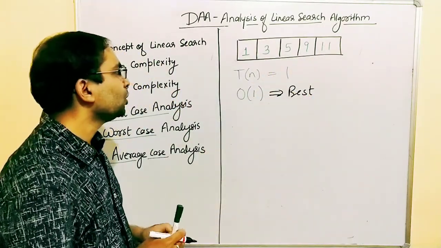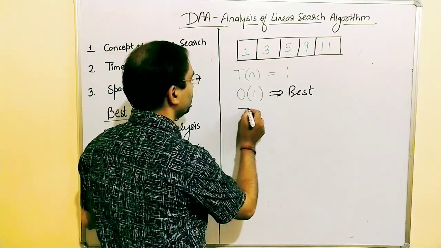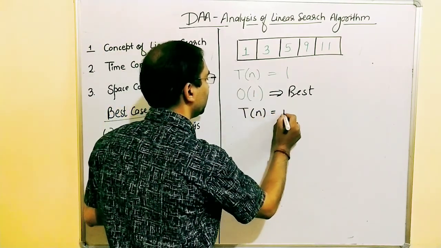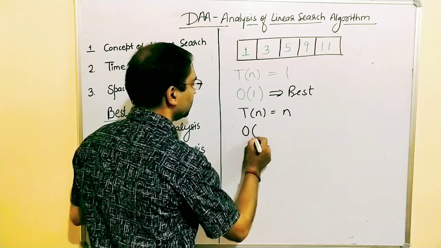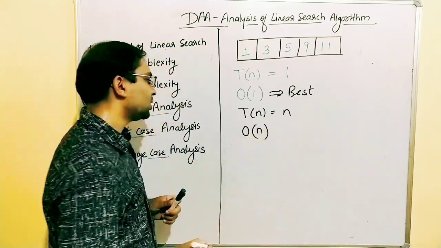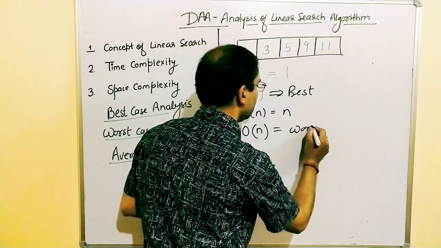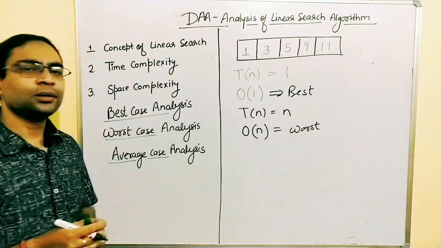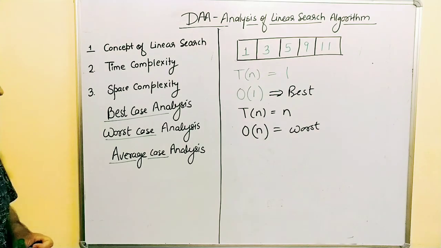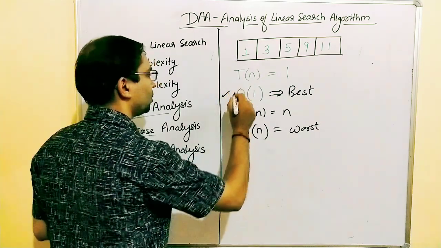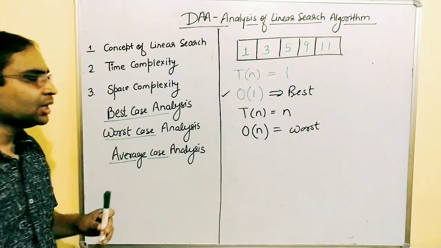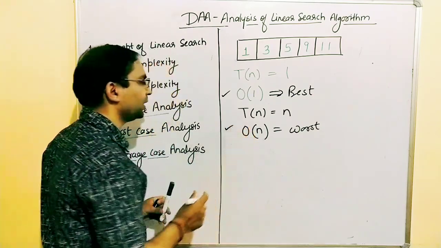So the time function for this will be, let's say, T of n equals n, or we can say that the worst case complexity is order of n. So that is the worst case complexity. As we can see, the best case is order of 1 in the case of linear search, and the worst case is order of n.